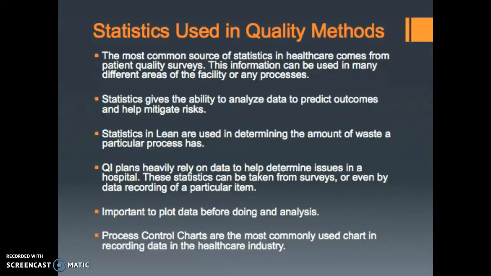QI plans heavily rely on data to help determine issues in a hospital. These statistics can be taken from surveys or even by data recording of a particular item that reoccurs within the hospital. Next, it is important to plot data before doing an analysis. Finally, process control charts are the most commonly used chart in recording data in the healthcare industry.